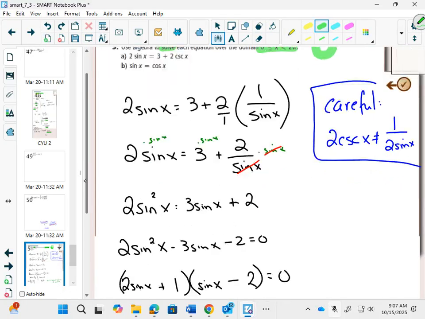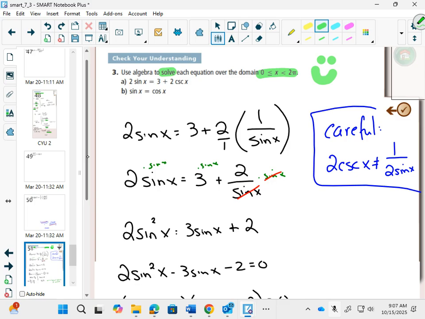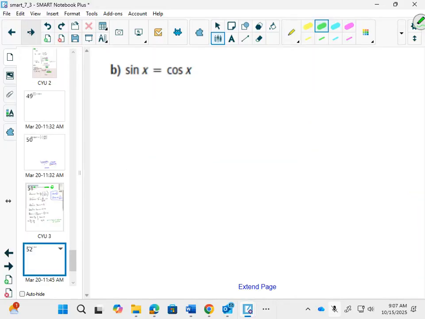Okay. So, the strategy that comes up on this one is, can you change things so that you only have one trig function? If you can, that can make your solving easier. So let's look at part B. Sine x equals cos x.